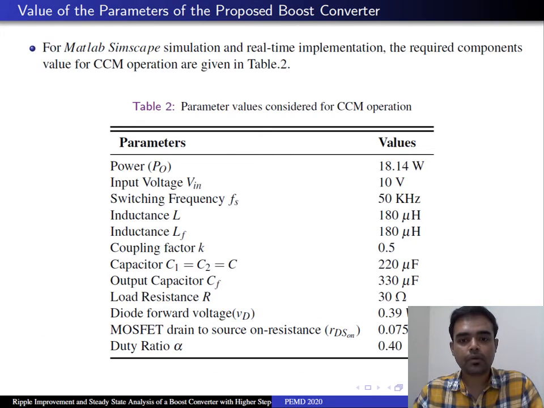So these are the parameters which have been used to design the converter. You can see the inductances L and LF have equal inductance value of 180 microhenry, and the capacitors C1 and C2 are identical, with a value of 220 microfarad.